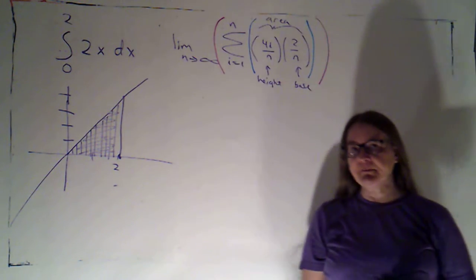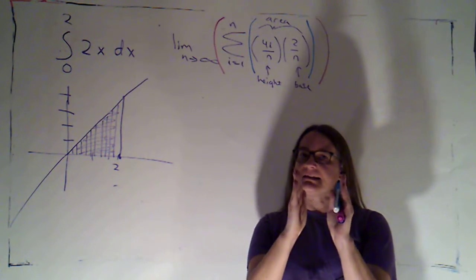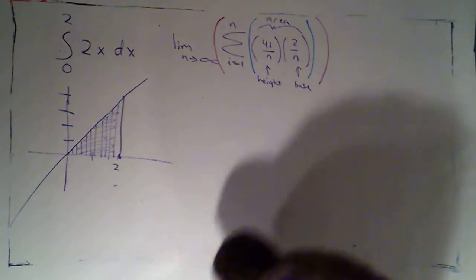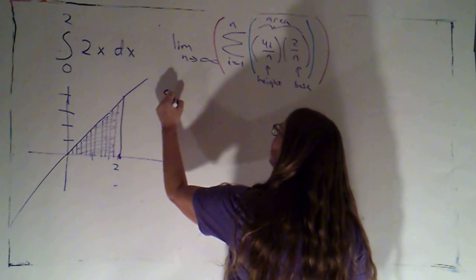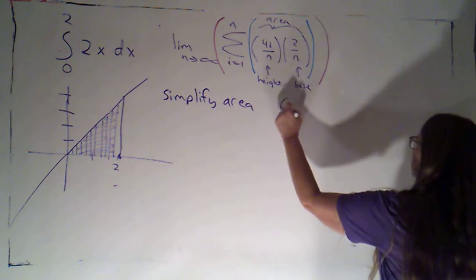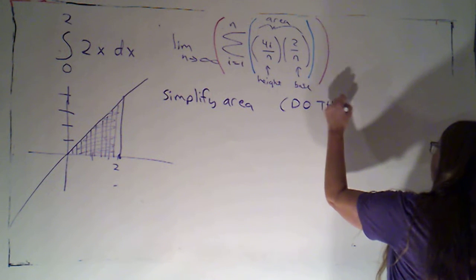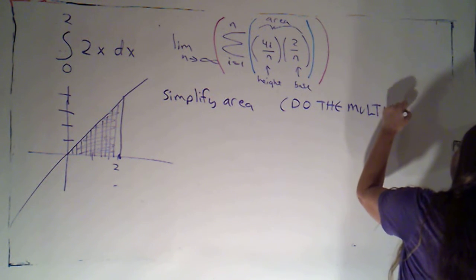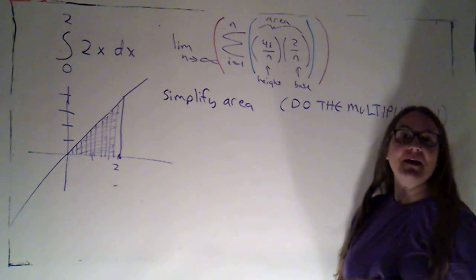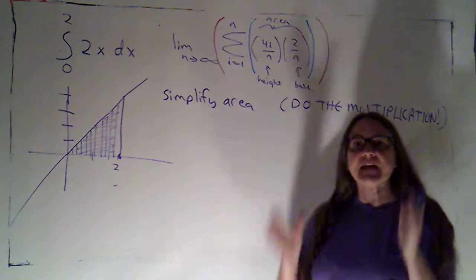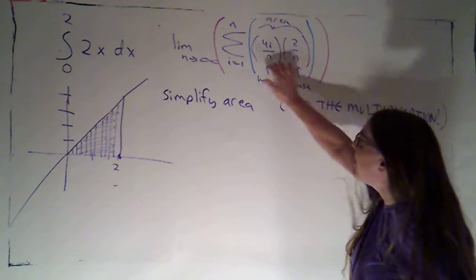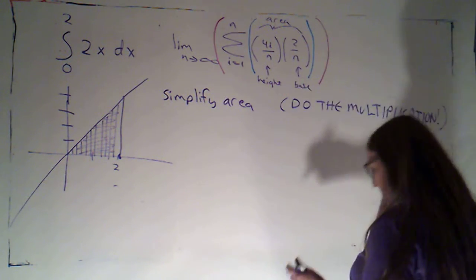Okay. In simplifying this, we are going to work from the inside out. So we start with the area. Okay. So I want to simplify the area. That always just means do the multiplication. Area is always a height times a base. But I know when I'm working with sums, I do not have a nice rule for multiplication problems. So I don't want to have a multiplication problem. I want to do that arithmetic.